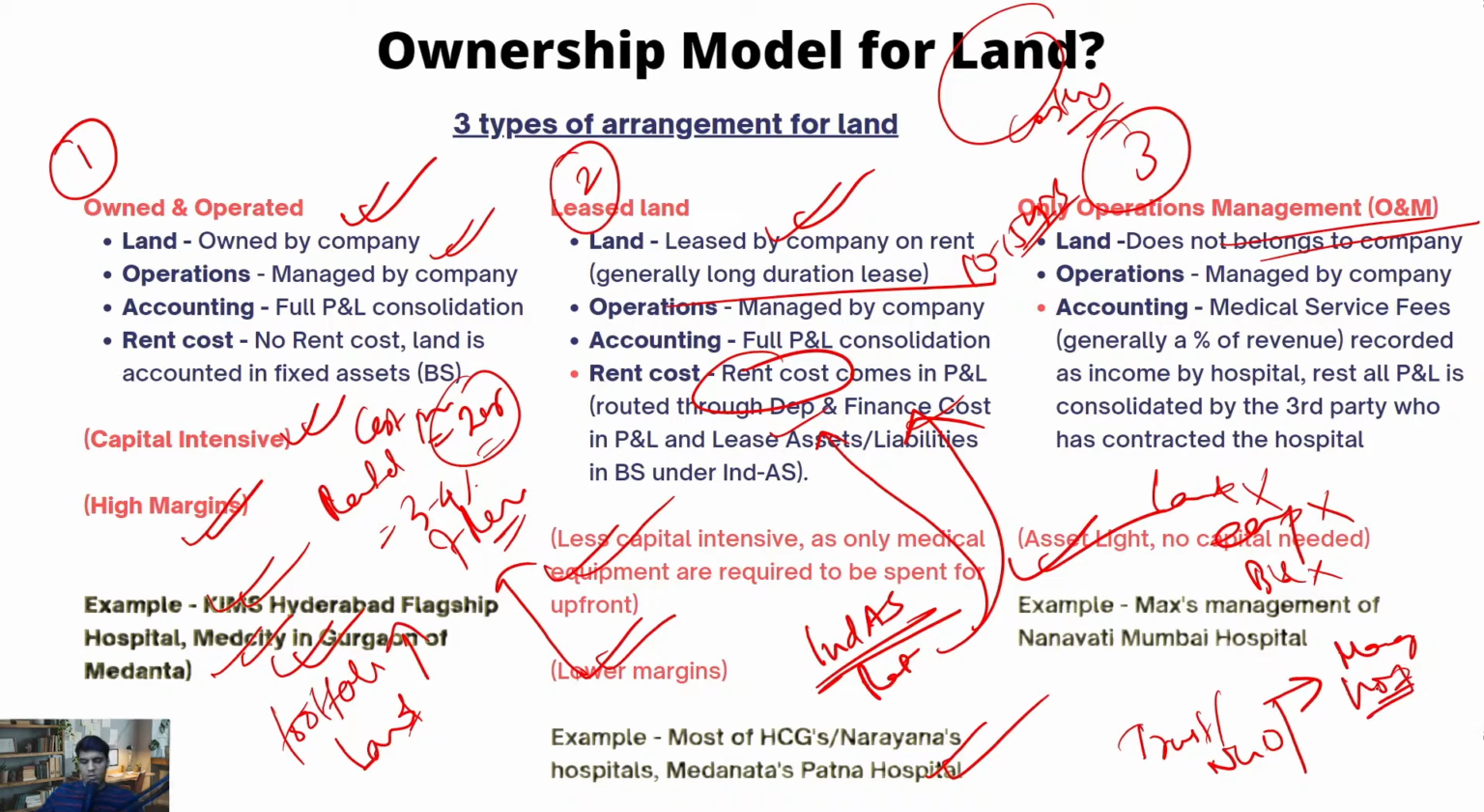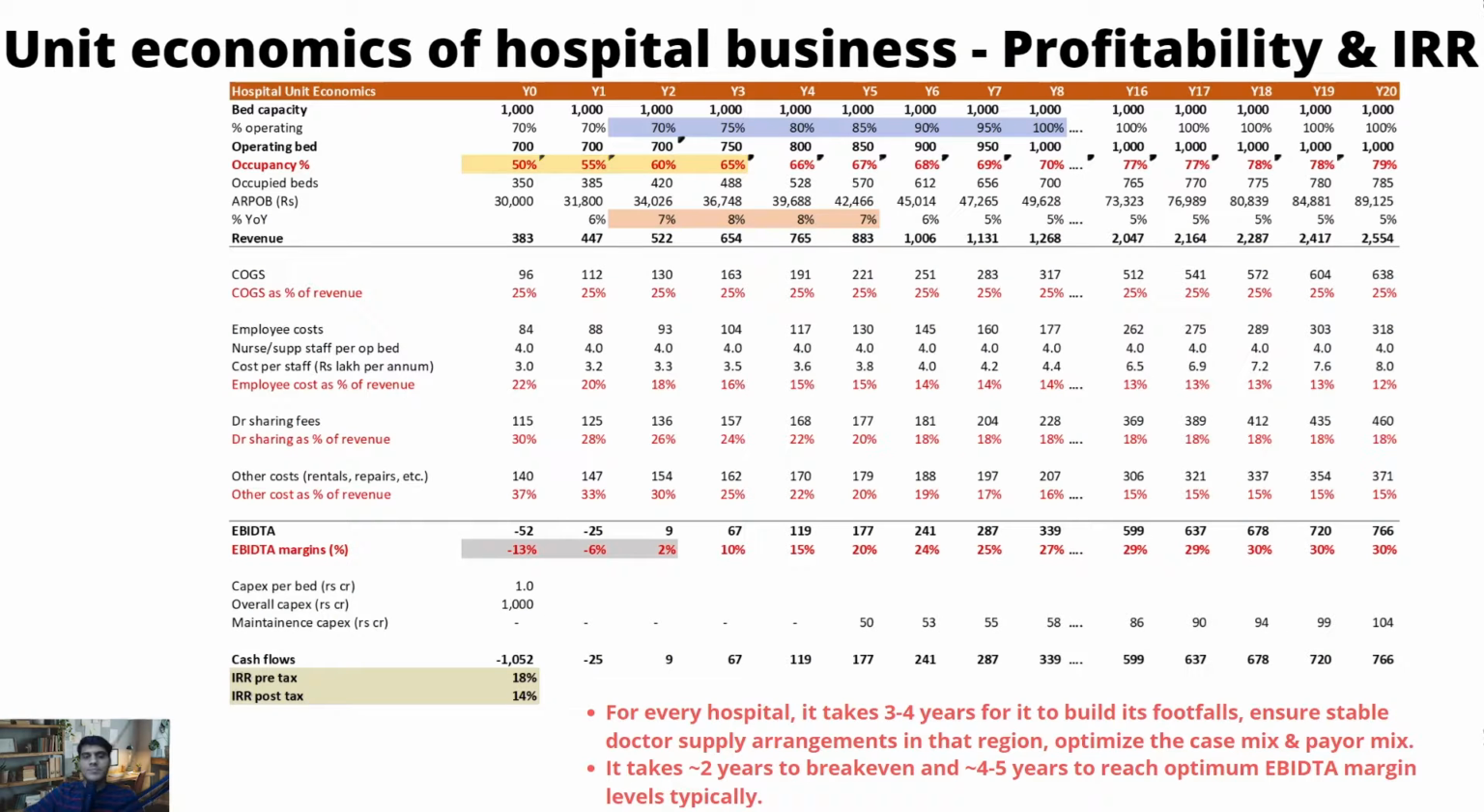And for managing that hospital, what you do is that you charge him a medical service fee, which is generally a fixed percentage of revenue. 10% of revenue, 15% of revenue, that is what you will charge as a fixed fees for managing the hospital, and that is your only contribution. This is a very good approach, asset light one, but again it's typically 40-50 year lease contracts, but at the end of the 40-50 years, how will you manage it? That is uncertain, but that's not very relevant now. So this is the model. Example, Nanavati Hospital in Mumbai, that is managed by Max Health under O&M contract.